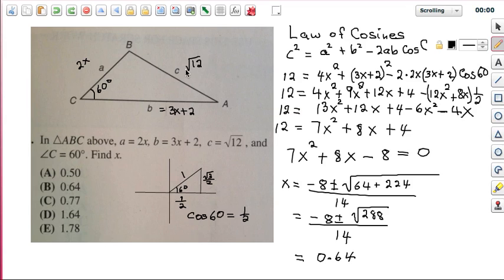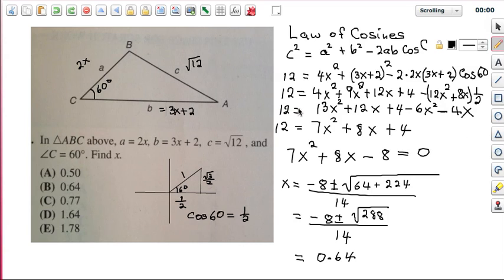So all we have to do is plug in all the information here. c squared is 12. a squared is 4x squared, b squared is (3x plus 2) squared, which expanded out will give you 9x squared plus 12x plus 4, minus 2ab, which is 2 times 2x times (3x plus 2), and cosine 60 is basically a half. From your unit circle, you can deduce that the side across from 60 is root 3 over 2. The side adjacent to 60 is a half, so cosine 60 is adjacent over hypotenuse, so it's a half.